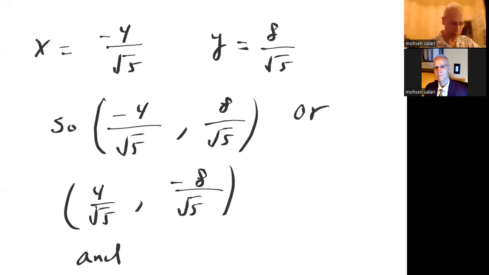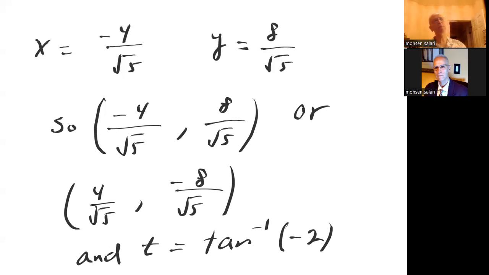and finally t equals arctan of negative 2. I hope you find this example somewhat interesting. I'll continue recording more examples for you. Thanks.